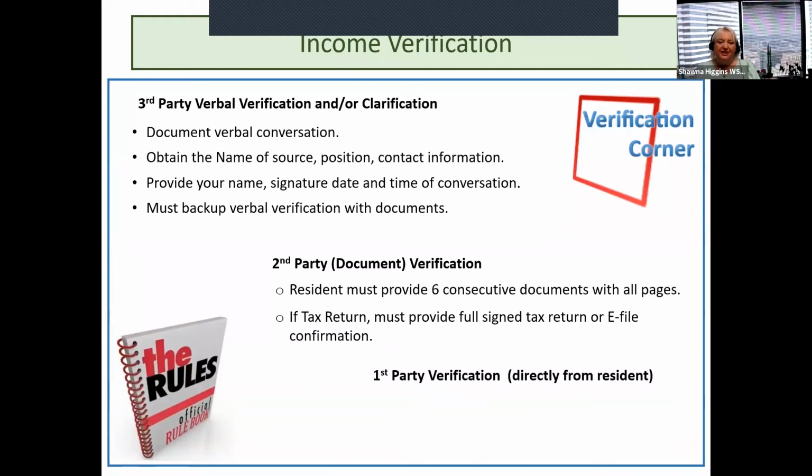And then last but not least, first party verification. This is going to be directly from the resident. And this document, you're going to want it to be notarized.